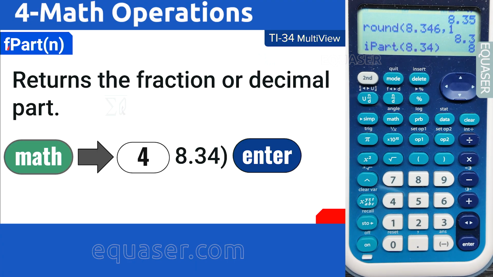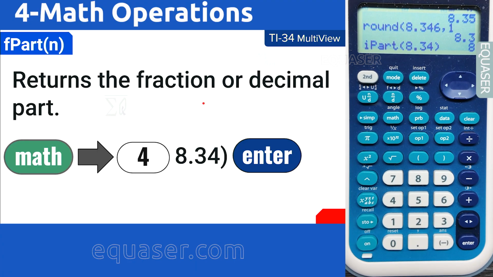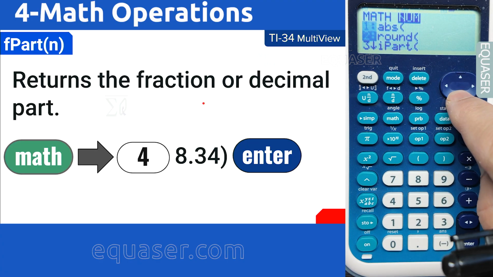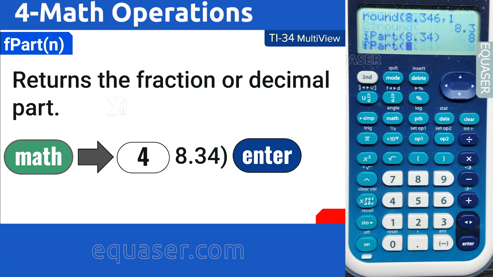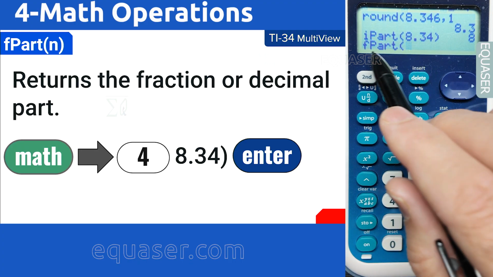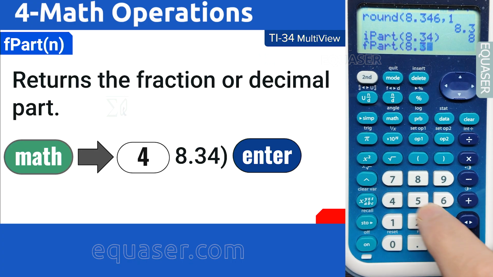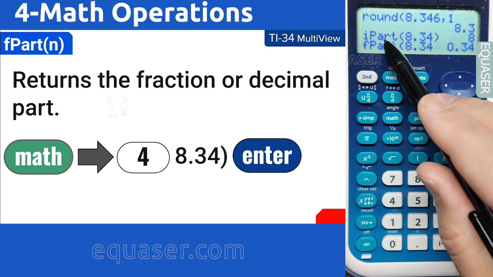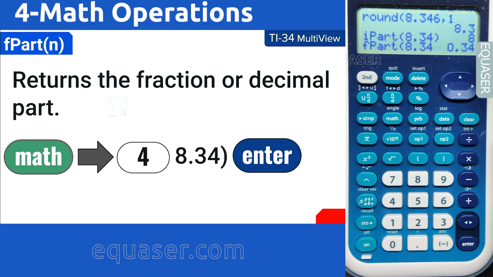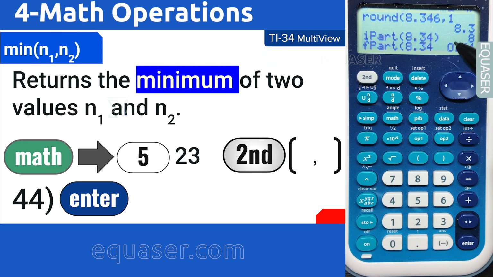The same way we have float part or f part, math, num, and 4, or just go down, let me show you 4, and this time it says 4 f part, 8.34, and enter. You see I part gives you the integer part, f gives you the float part, which is very useful in many applications because you want to extract or get the integer or float part of a number.